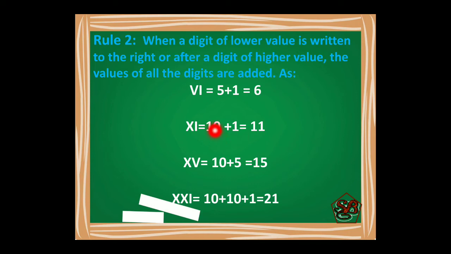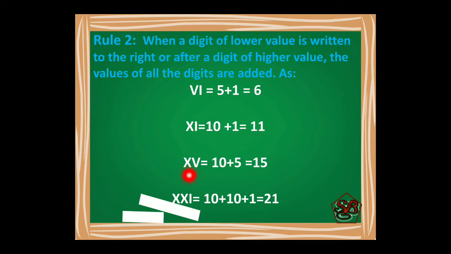Now 10 is the bigger number, so we will concentrate on this and we will see that on the right hand side we have a smaller number. That means we are going to add both to get the value. That means 10 plus 1 is 11.